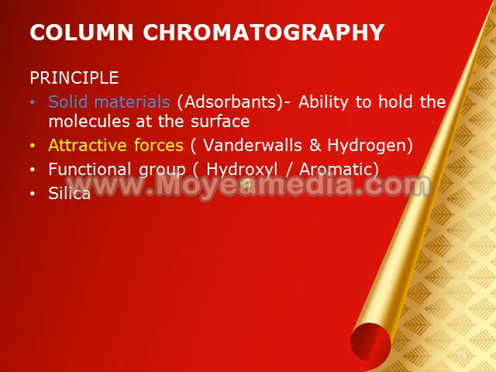This is the third type of chromatography. Apart from paper and TLC, we have column chromatography. Here the solid material, that is the adsorbent, is silica gel, but this silica gel is completely different from the silica gel used in the TLC. The grains are very coarse in this case. Here we fill it in the burette, and the attractive forces like van der Waals force and hydrogen bonding are prevalent over here. The functional groups like hydroxyl group and aromatic groups get attached to the silica gel, and in the next slide we will see the demonstration of it.